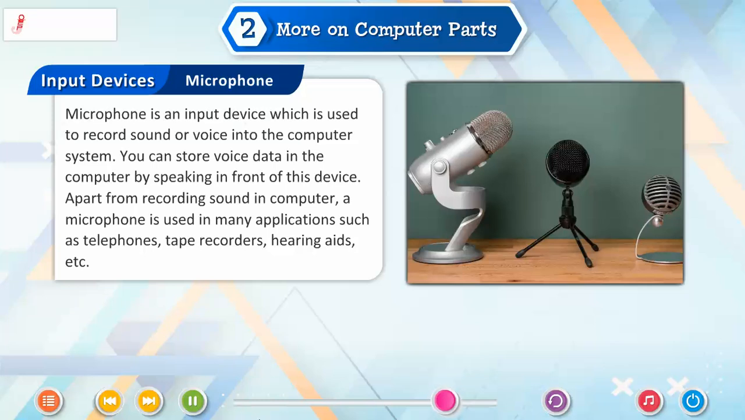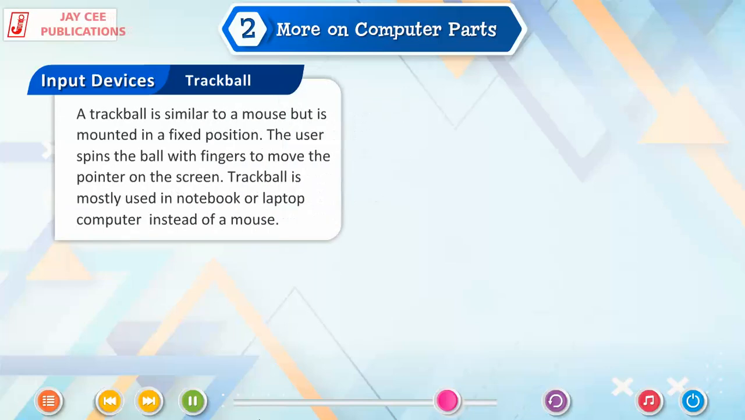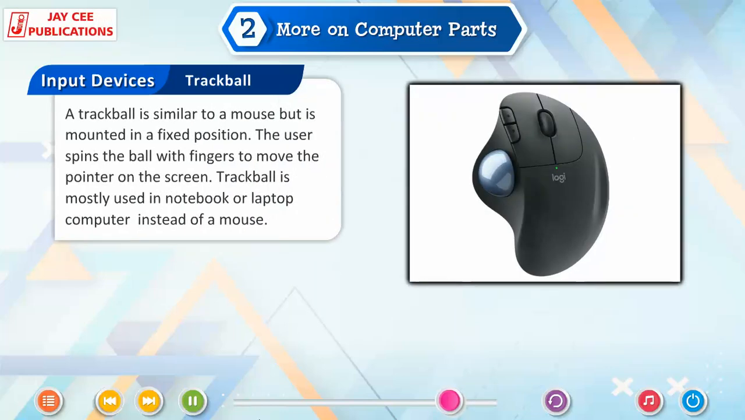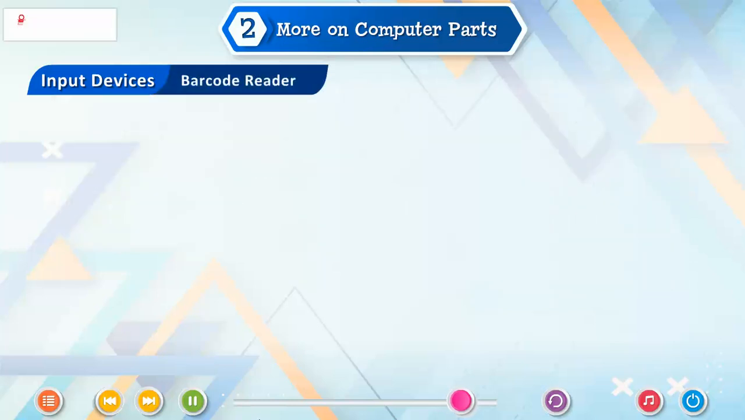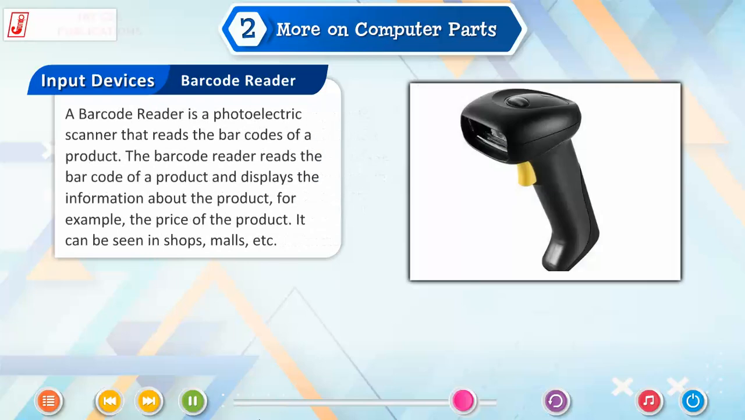hearing aids, etc. Trackball. A trackball is similar to a mouse but is mounted in a fixed position. The user spins the ball with fingers to move the pointer on the screen. Trackball is mostly used in notebook or laptop computer instead of a mouse. Barcode reader. A barcode reader is a photoelectric scanner that reads the barcodes of a product. The barcode reader reads the barcode of a product and displays the information about the product, for example, the price of the product. It can be seen in shops, malls, etc.